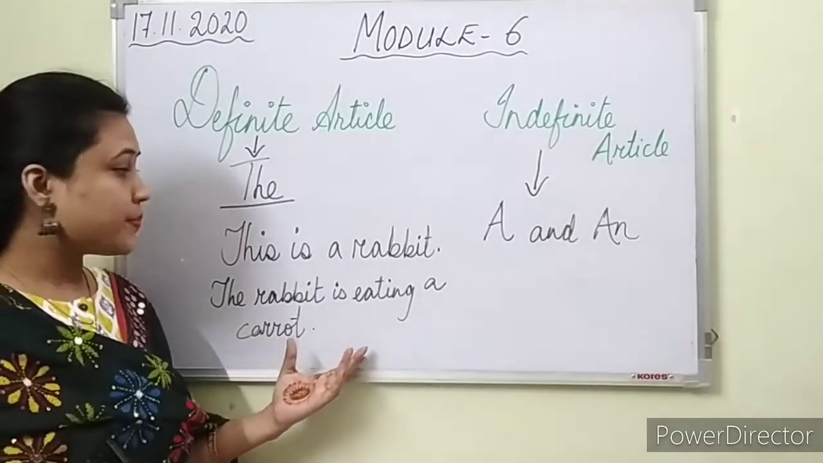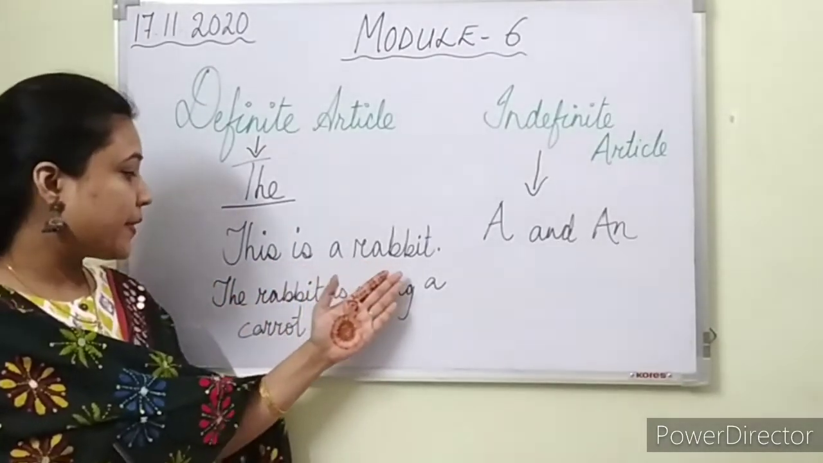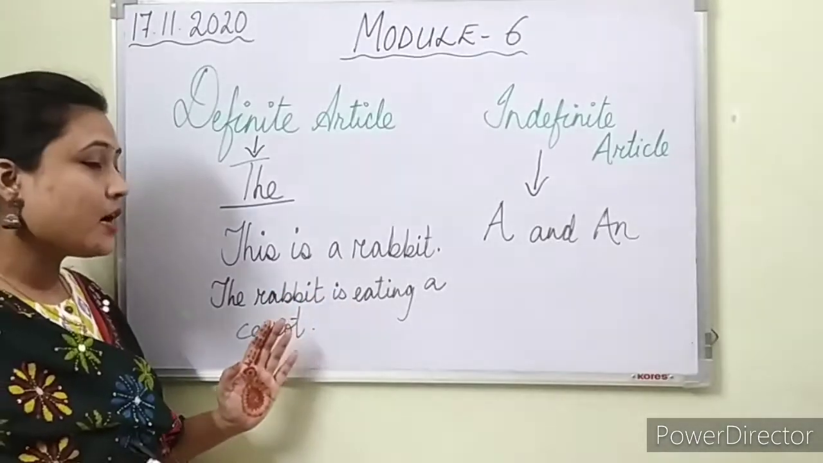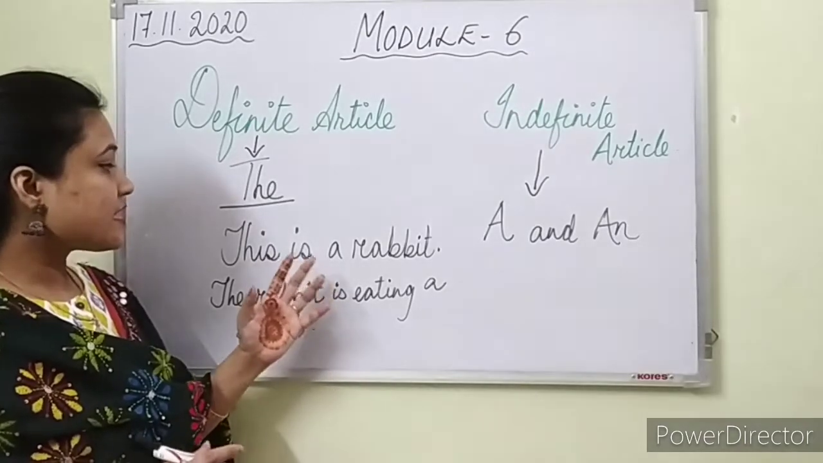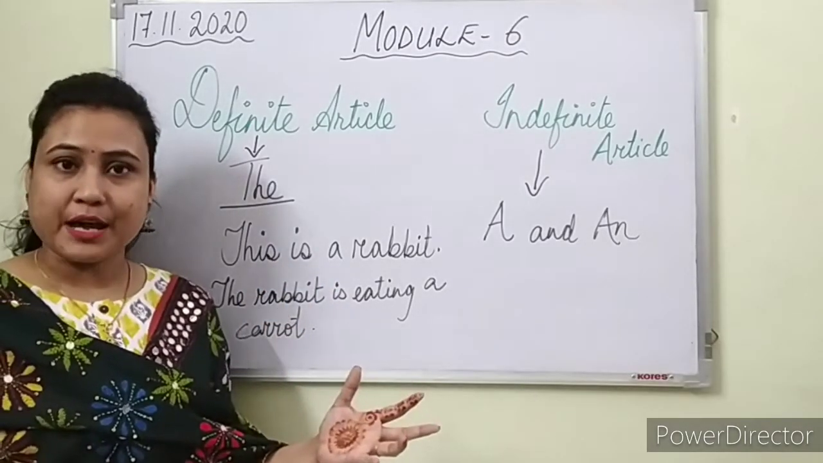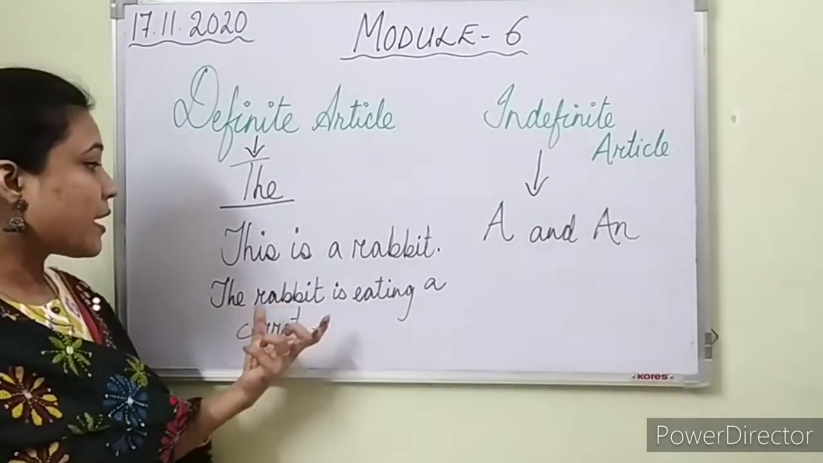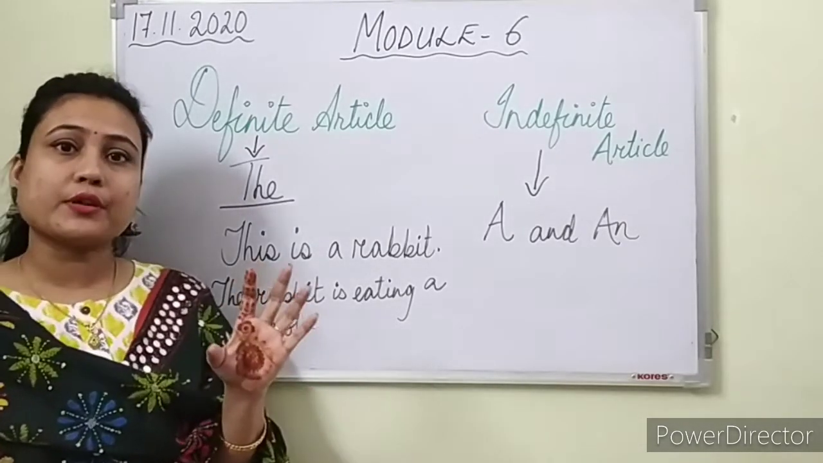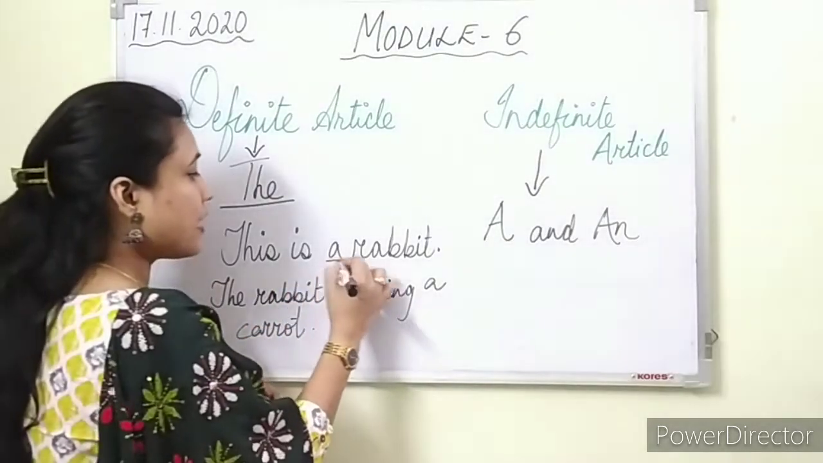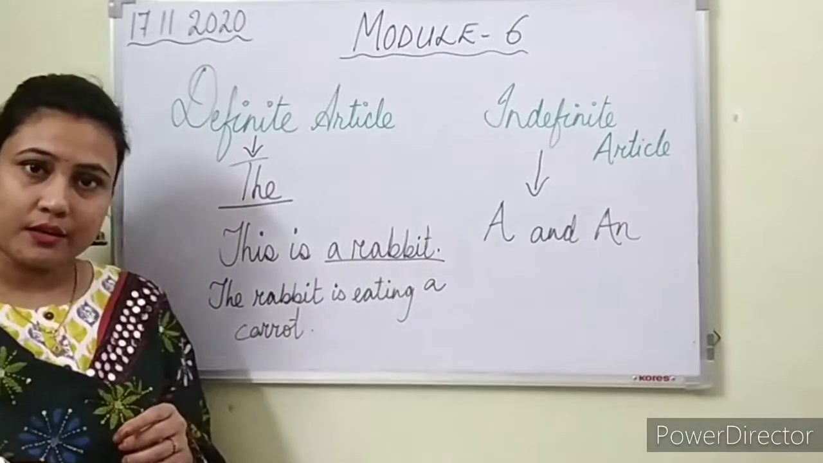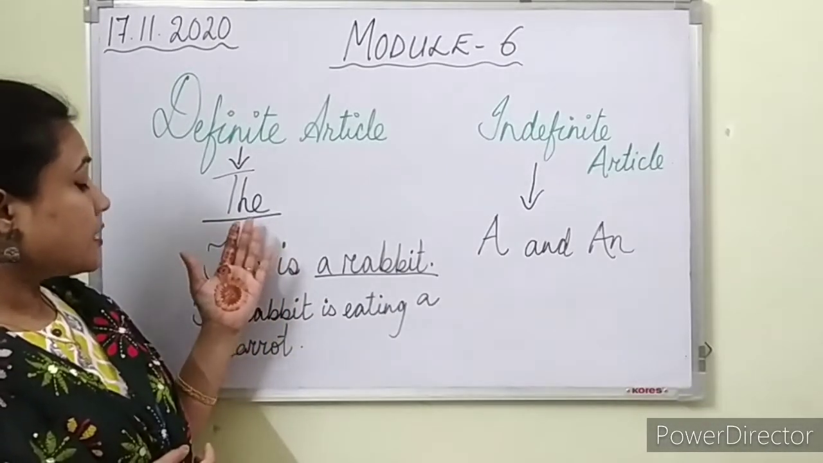Can you see the example? This is a rabbit. The rabbit is eating a carrot. When I say this is a rabbit, it may be any rabbit. I am talking about any rabbit. But when I say the rabbit is eating a carrot, I am talking about the particular rabbit that I was talking about. Got it? So, the students, the article the.